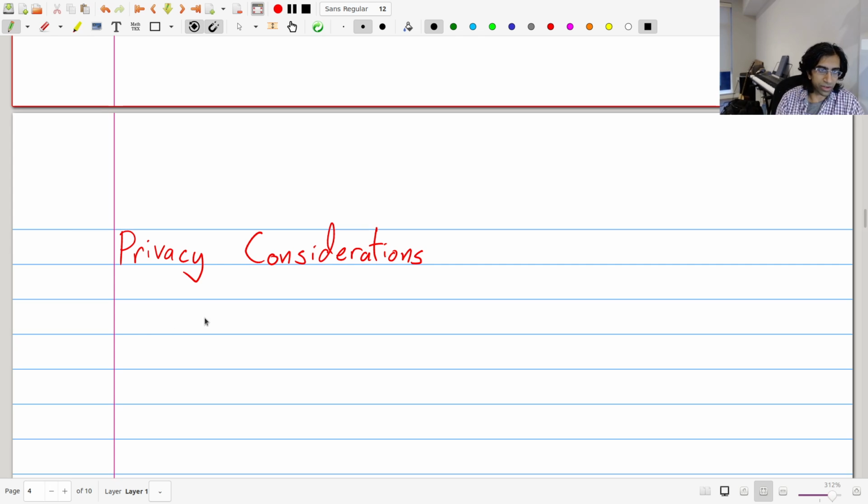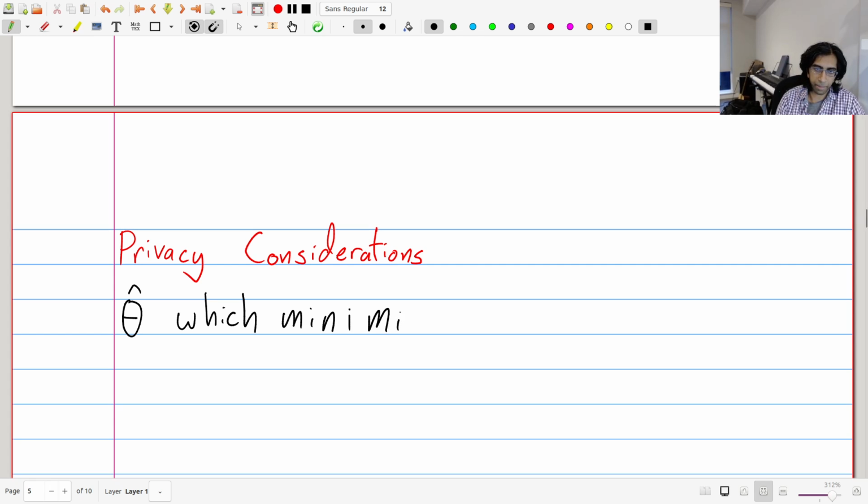So again, the goal, let me just say it one more time, we're trying to find a parameter vector theta hat, let's say, which minimizes the loss function L on theta, D. Let me just put a dot here saying that that's the parameter we're trying to minimize it with respect to. But yes, we're trying to find a theta hat which minimizes this function.